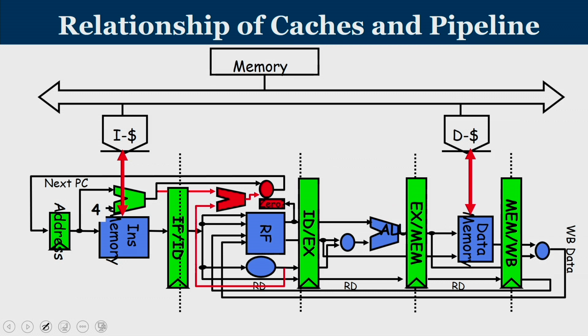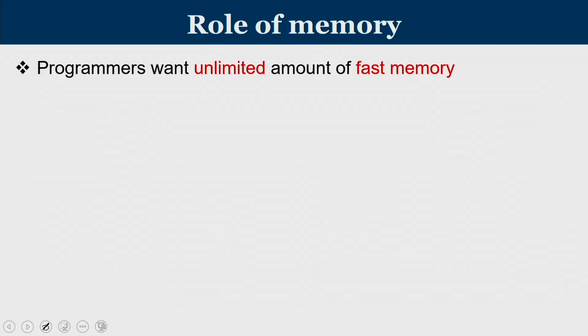Now, coming to the relationship of cache and pipeline, we have seen that in a 5-stage pipeline, the instruction is being accessed from the cache, and your data portion, whenever you want to access with load and store, is also interacting with the cache, and the cache is being supplied from the main memory. So, for the next couple of lectures, our focus of attention is on this memory aspect. Let us try to understand what is the role of memory in this context.